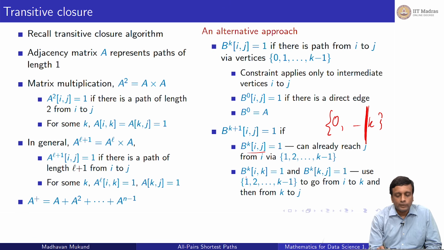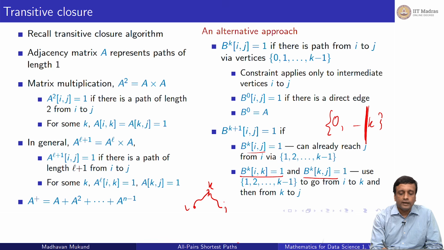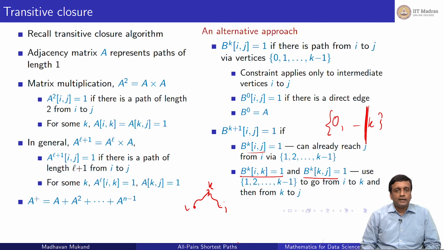So I can find out whether I can go from i to k using only the vertices 0 to k minus 1. And similarly, whether I can go from k to j using only the vertices 0 to k minus 1. And then I can pick these two paths. So I have a path from i to k and I have another path from k to j. And now together these give me a new path from i to j which visits k. Right? I am forced to go to k, but in between I don't do anything outside 0 to k minus 1 except when I hit k. So this is my condition now.